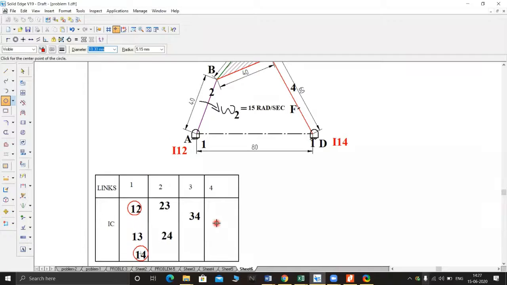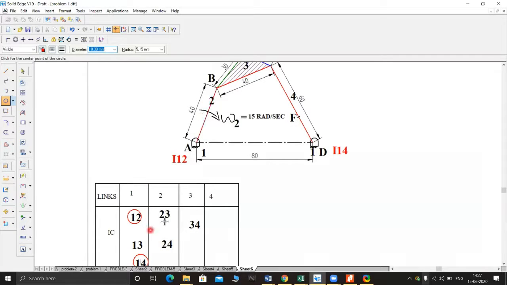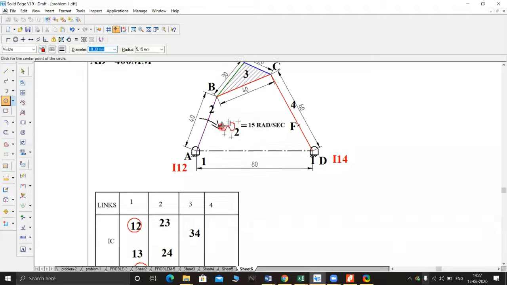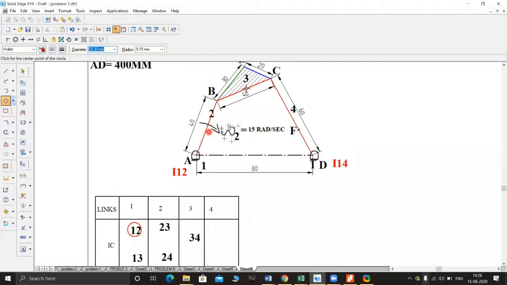Therefore, we got this. Next, come to the next one, I23. Where is it? Link number 2 here, link number 3 here. Therefore, I23 will come at point B. So this point I can call I23.